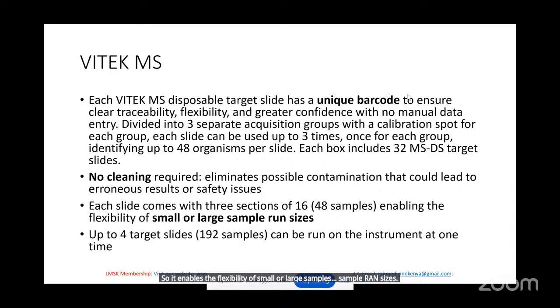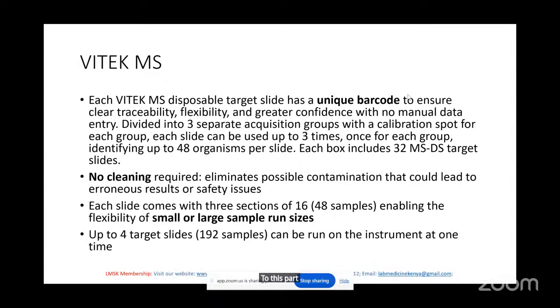And up to 4 target slides can be run on the instrument at one time. So if you have 4 target slides, that is 4 by 48, that gives you 192 samples. So this is a very high throughput machine, okay? So let's say you have 16 spots that you want to disperse.